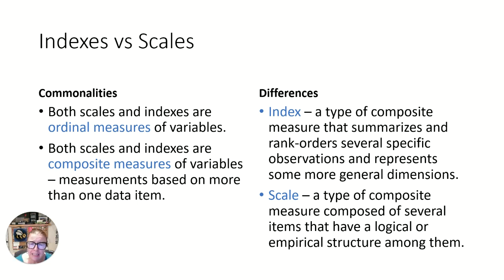Now the way they differ is an index is a type of composite measure that summarizes and rank orders several specific observations. And then a scale is several things that have a logical or empirical structure among them. This will make a little more sense as you see some.